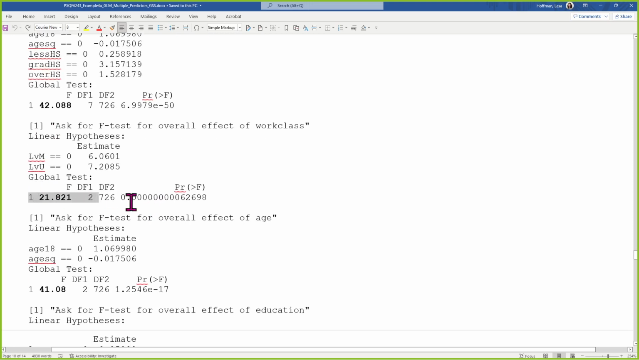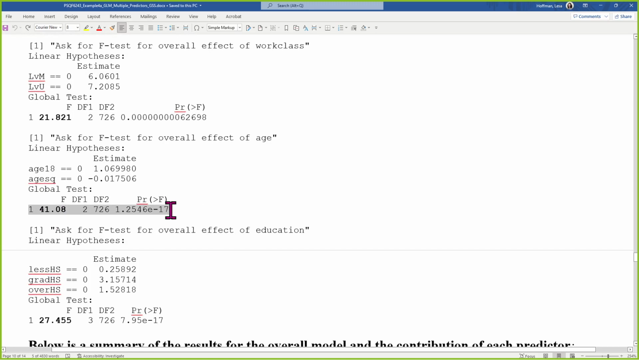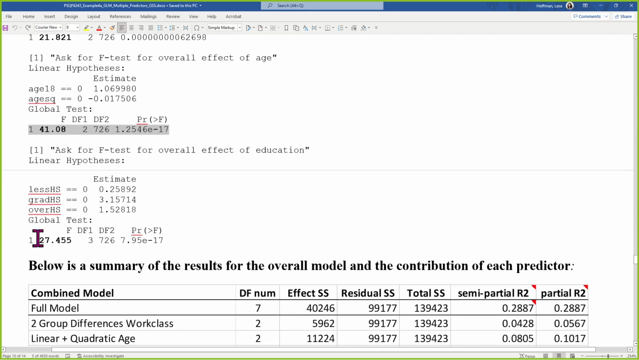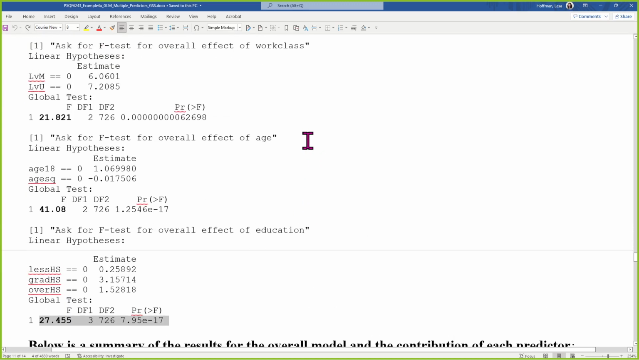Here is the F test for the 2 slopes for working class. Here's the F test for the 2 slopes for age. And here is the F for the 3 slopes that go into education. So on your next homework, I'm going to be asking you to provide these F tests. This is the one new piece of code that you'll need for the next homework, just this.